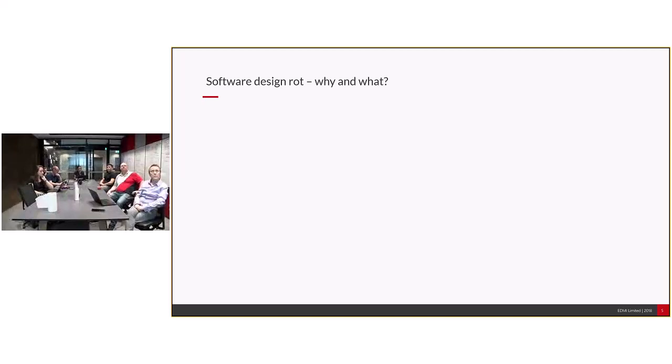Okay, now software design rot, right? Why and what? So why does software rot? Somebody, can you give me maybe one reason, two reasons, three reasons? And yes, you get a chocolate for it. Like using old libraries and stuff like that that are outdated. Yeah, outdated. Sure, outdated. So you get one. Yes. What else?